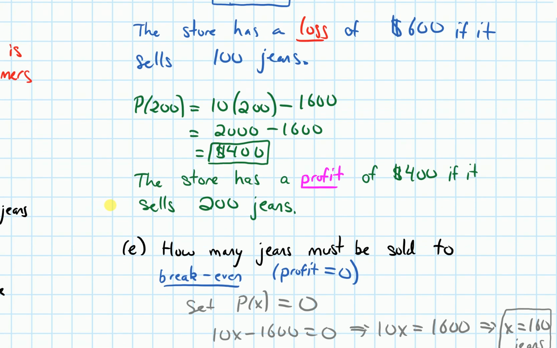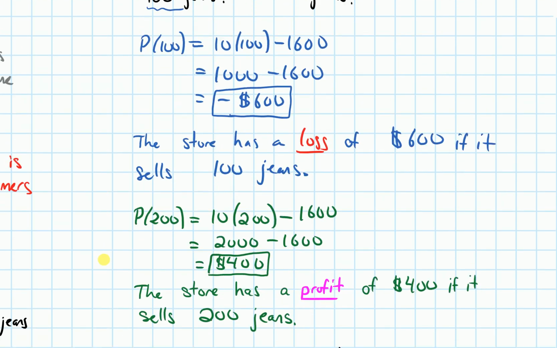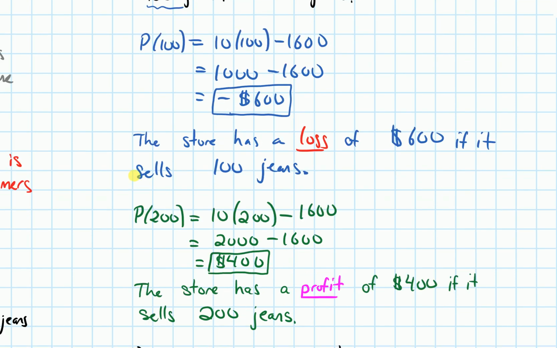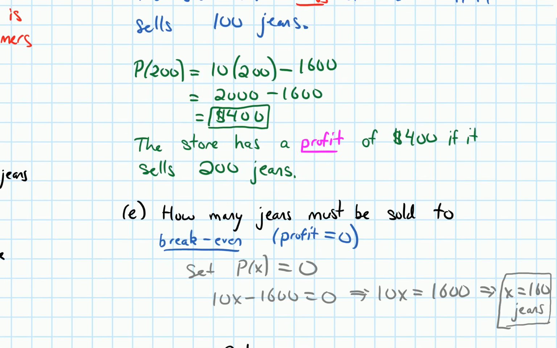And just doing a reality check, if I think about the numbers that we had above, when the store sold 100 jeans, it was, so to speak, in the red. It had a loss. It was losing $600. But when they increased the quantity sold to 200 jeans, it was making a profit. So assuming that profit is a linear function, which it is here, we'd expect that break-even point, when the profit is 0, to be somewhere between 100 and 200. And it makes sense that I was getting a value like, what did we get? 160, which is between 100 and 200.